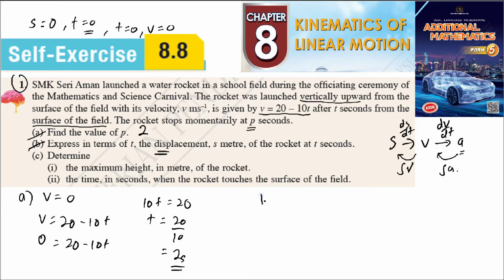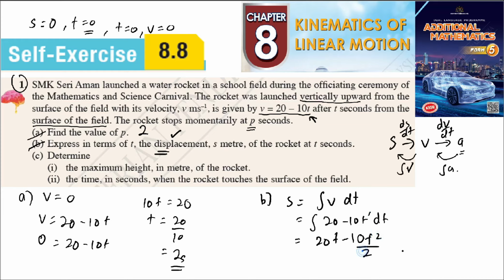Okay, so now for displacement, which is S. To find S, we do integration of V dt, because it is in terms of T. Our V is 20 minus 10t dt. When you integrate 20, you get 20t. When you integrate negative 10t, just take the constant. t is actually power of 1, so we add 1 to the power, we get 2, and then we divide by the power.